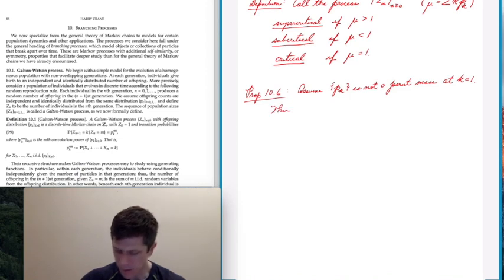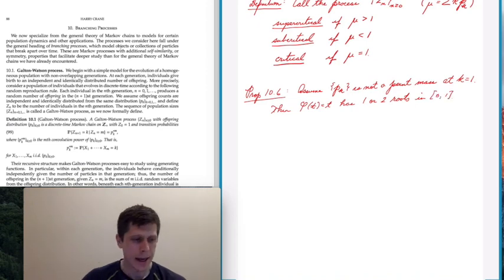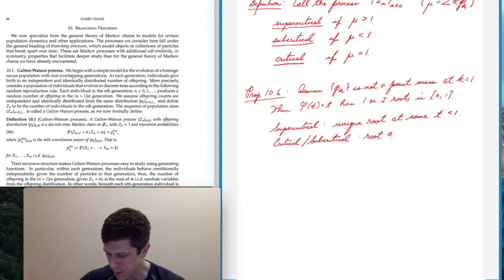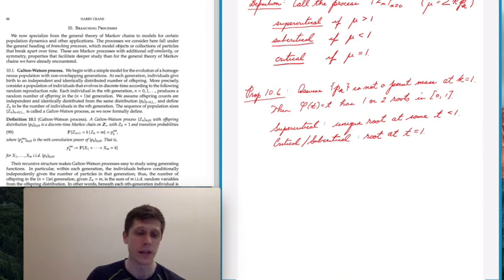Then the fixed point equation that we need to solve has 1 or 2 roots in the unit interval. In the supercritical case, there's a unique root at some t strictly less than 1. And in the critical or subcritical cases, the root is at t equals 1. Okay, so there's only one root in that interval, and it's at t equals 1.